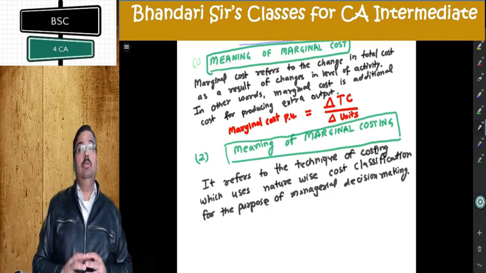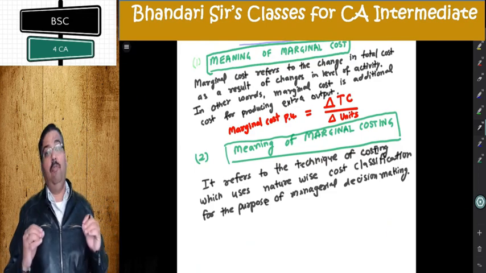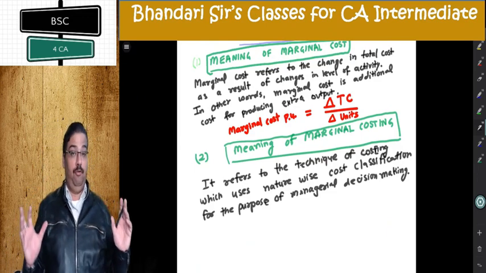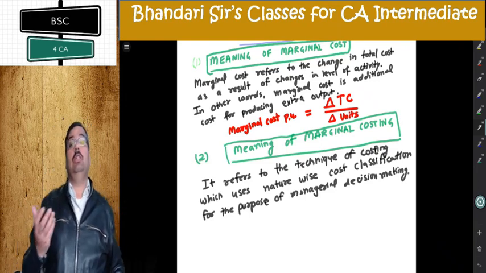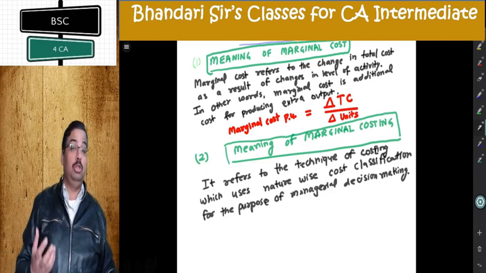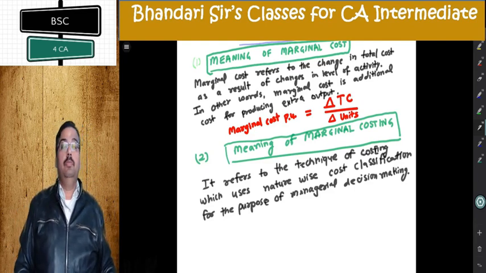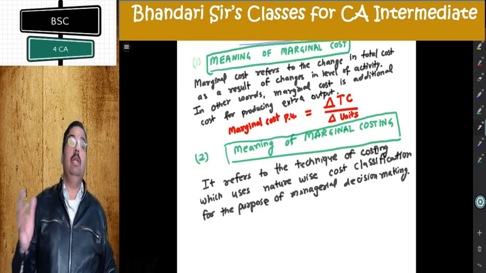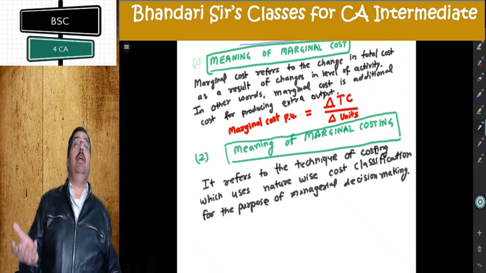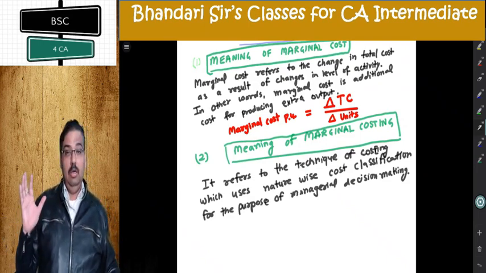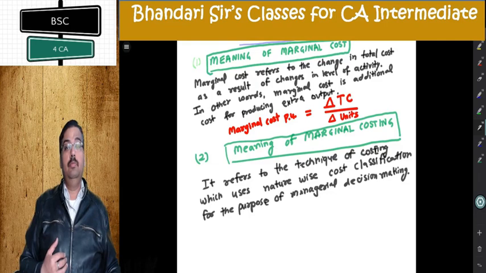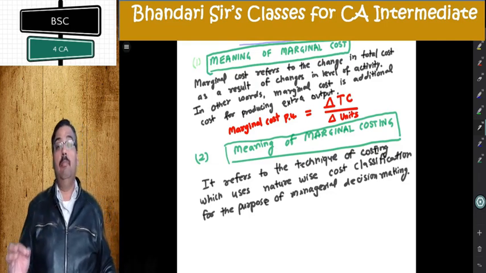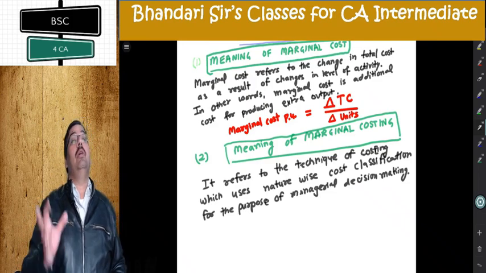Now certainly this technique of marginal costing is highly useful for managerial decision making. What was nature-wise cost classification? It is the same classification we used in flexible budgets. It is classifying the cost as fixed, variable, semi-variable. Semi-variable is further classified into fixed element and variable element. And then we focus much more on variable cost for our decision making. That is why sometimes marginal costing is also known as variable costing.